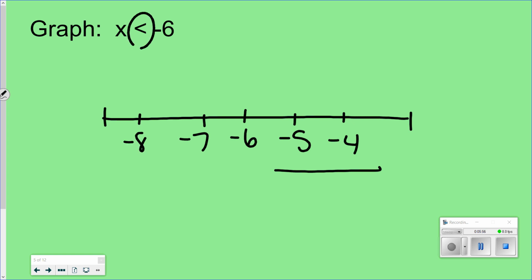Okay, and I look at the sign. Is it an open or closed dot? It's going to be an open dot over -6, which means the solution set does not include -6. And if x is less than -6, what are some numbers on this number line that are less than -6? -7 and -8. So this is how our graph would look, and these are the numbers that would be in our solution set.